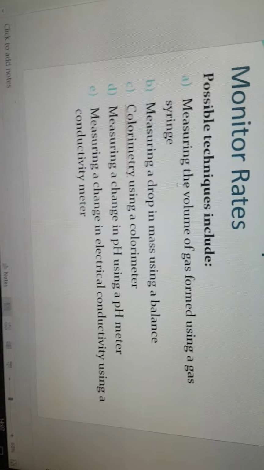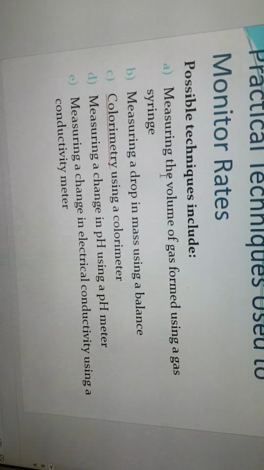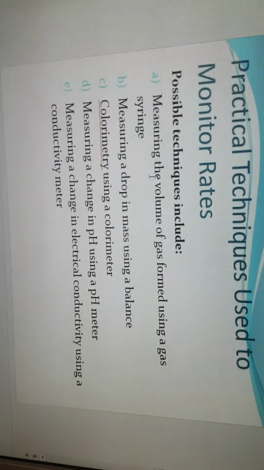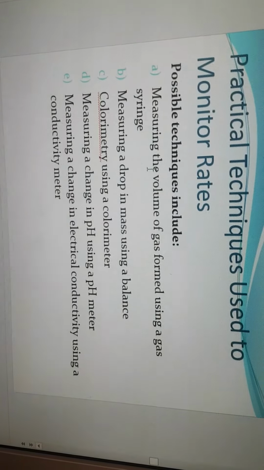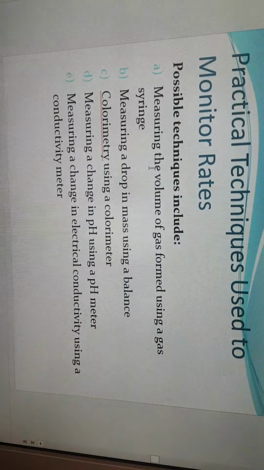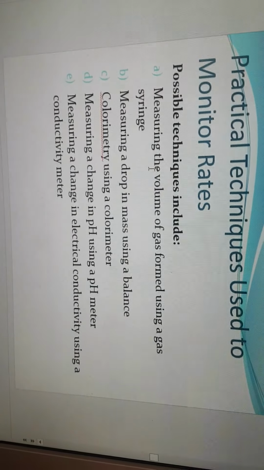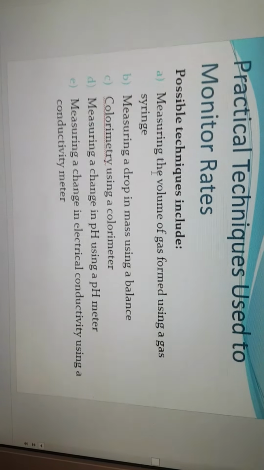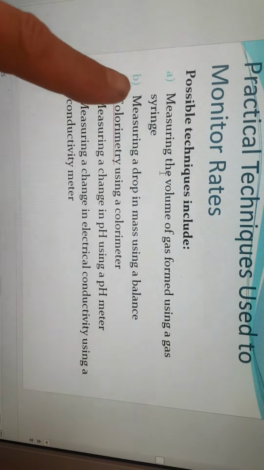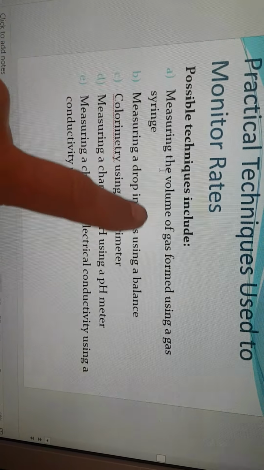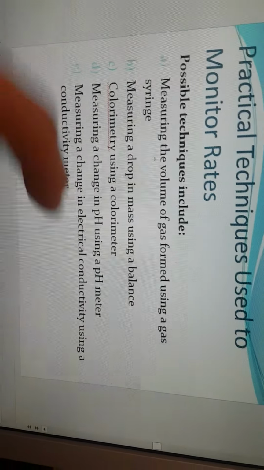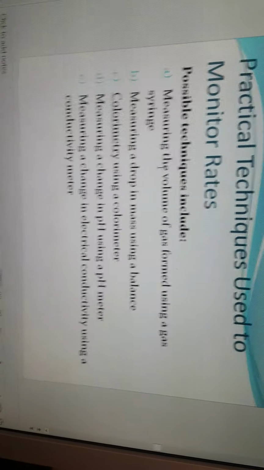Right, now there's 2 types of exam questions you could get on this actually. First type would simply be suggest a suitable technique that could be used to monitor this reaction. You'd be given an equation. That would be a 2-marker only, and you get the first mark for saying measure a drop in mass, second mark for saying using a balance.